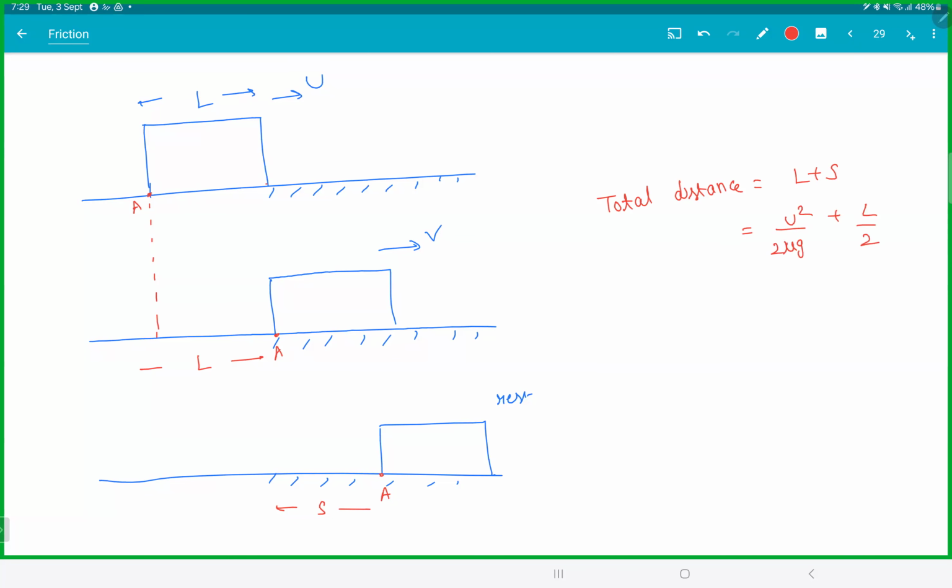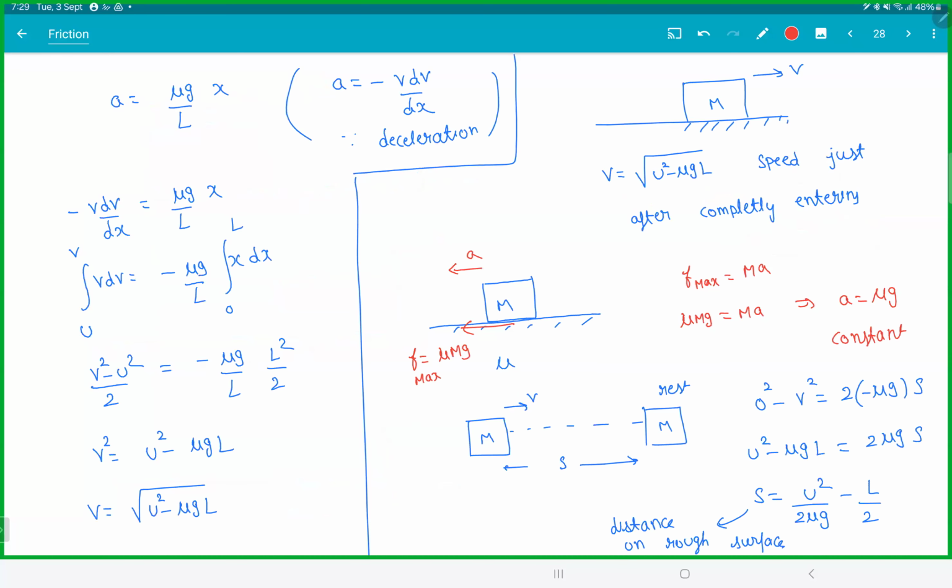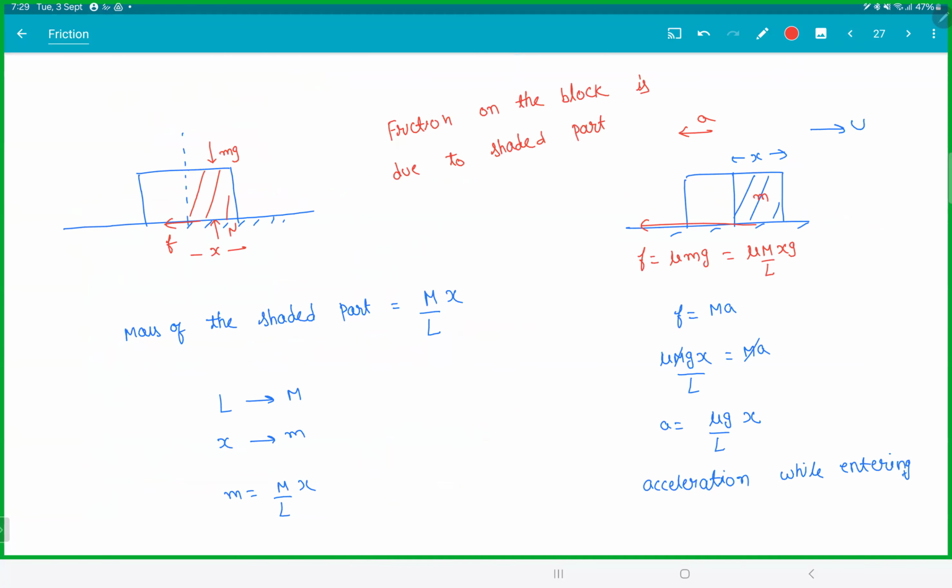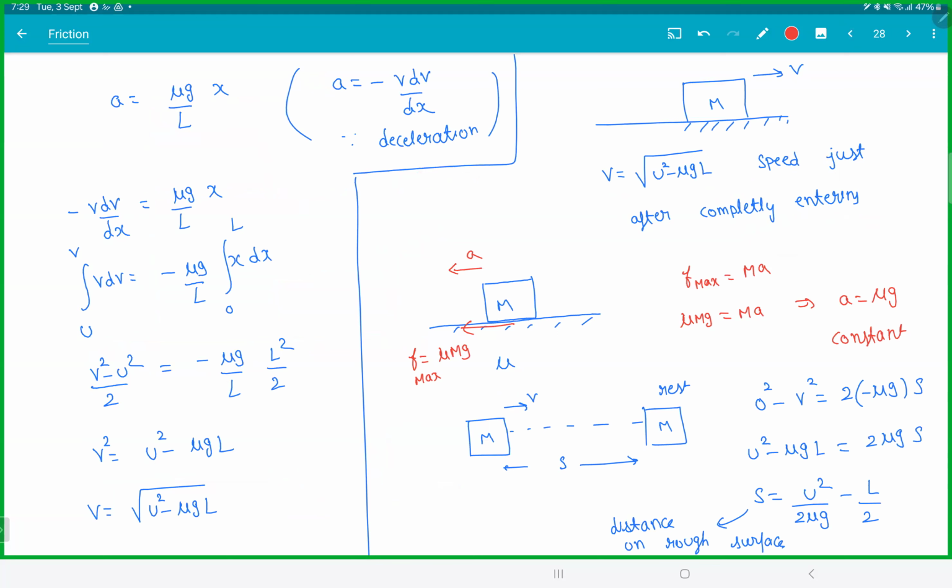Is this clear, everyone? So you traveled L distance on the smooth surface and S distance on the rough surface. So the problem, you have to do it in two parts. While entering, after entering. After entering is easy. While entering is the headache. Step 1, free body diagram, equation, friction, kinematics, calculus, everything is there. This would be an advanced problem. For you guys, it is hard, but when you're in 12th, this will be an easy advanced level question, because you become strong by then.